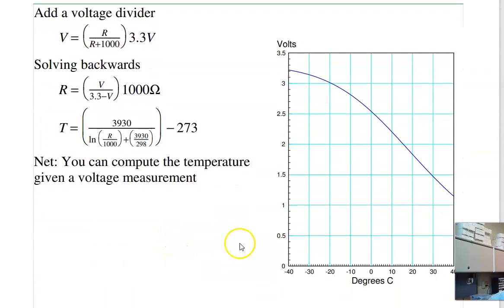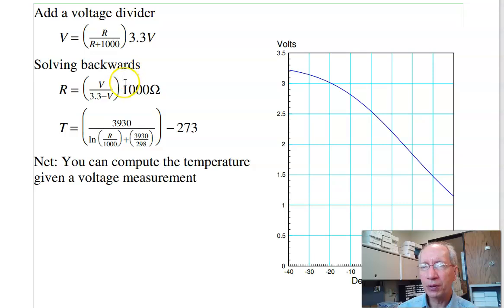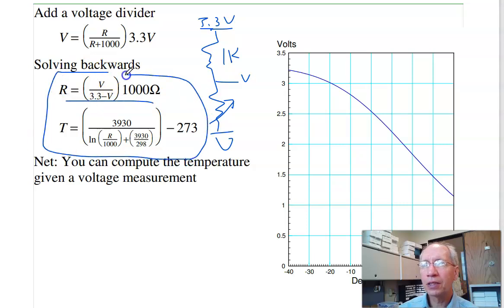Now, resistance is hard to measure, but voltage is easy. So one trick is to add a voltage divider. In this case, if I use a 1000 ohm resistor, the voltage is going to be your 3.3 volts. Your resistor, here's your thermistor. Make this 1K, kind of arbitrary. That voltage versus temperature now looks like that. So if I know the temperature, I know the voltage. If I know the voltage, I know the temperature. And solving backwards, this is, given the voltage, how to calculate the temperature.